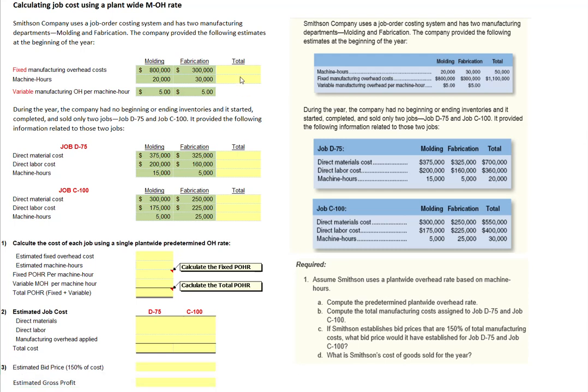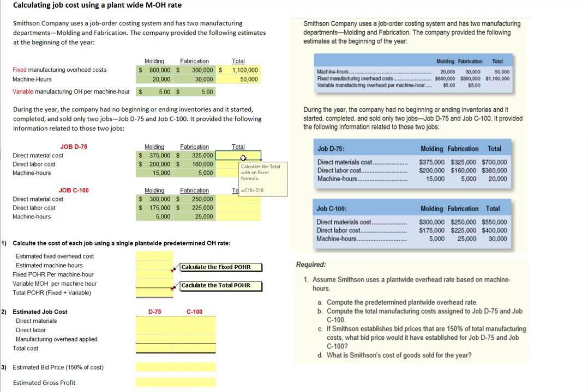To begin with, we're going to need to calculate our total estimated manufacturing overhead cost and our activity level, which will be machine hours. And then we're going to, of course, total up our material and labor cost and machine hours for each one of the two jobs that we're undertaking. So our total plant-wide manufacturing overhead is $800,000 plus $300,000 for a total of $1,100,000. We plan to work a total of 20,000 machine hours in molding, and 30,000 machine hours in fabrication for a total of 50,000 hours.